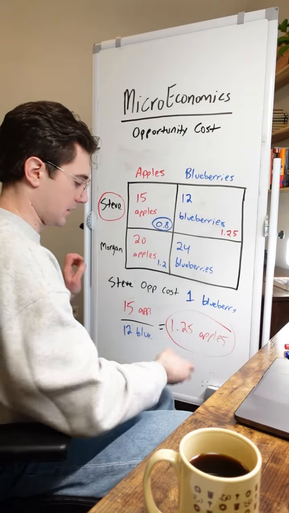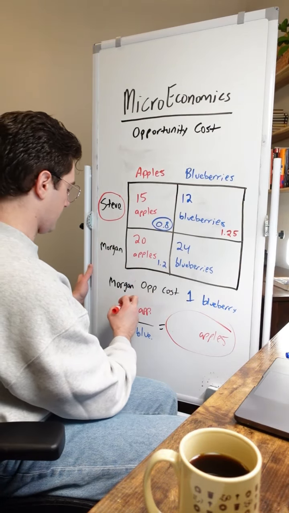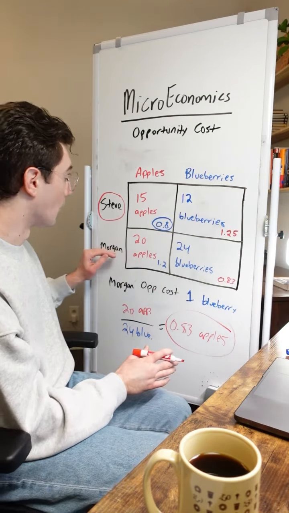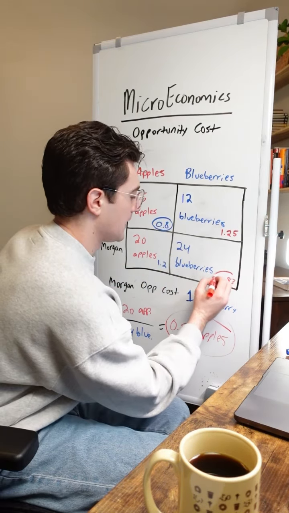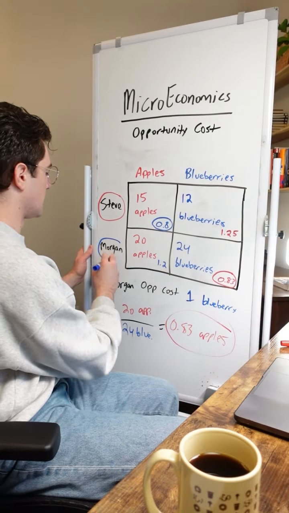All right, let's solve this for Morgan. And remember, hers is going to be less. 20 apples, 24 blueberries. Okay, that's 0.83. Morgan has to sacrifice 0.83 apples to produce one blueberry. And because this number is less than Steve's, she's got the comparative advantage in producing blueberries.